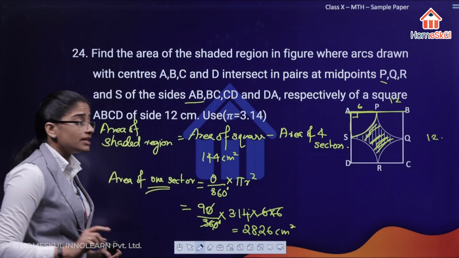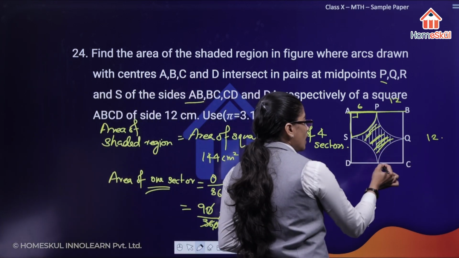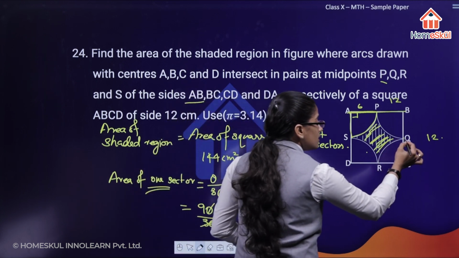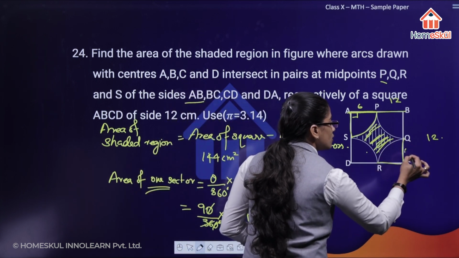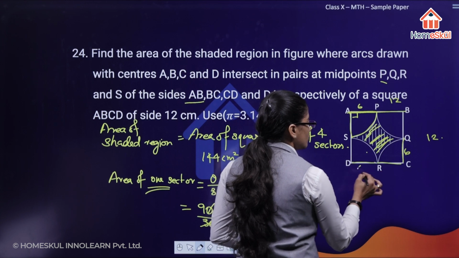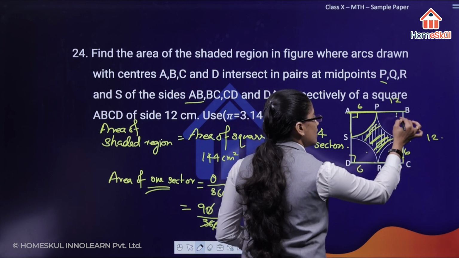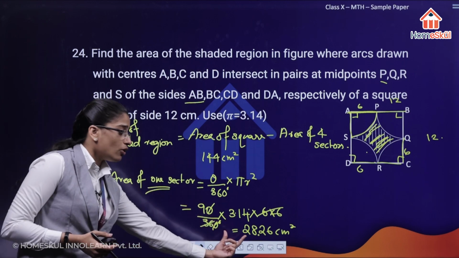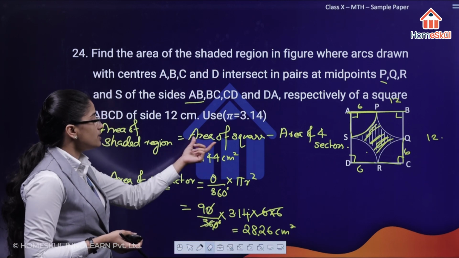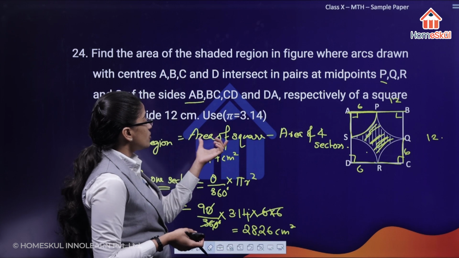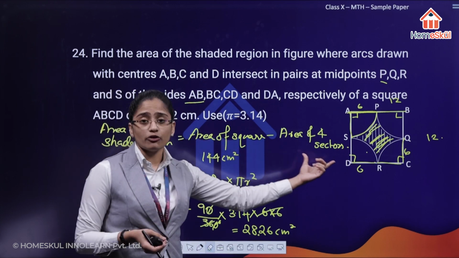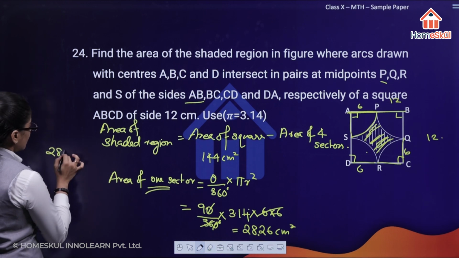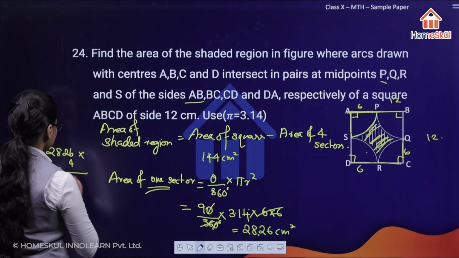How many such sectors are there? Since Q, R, S are all midpoints of the sides, the values remain the same. Here also it is 6 centimeters, here also it is 6, and theta remains the same, 90 degrees. So we need to multiply the value of one sector by 4. Why? Because the area of the shaded region is equal to the area of the square minus the area of 4 sectors. That means we will be multiplying 28.26 times 4.